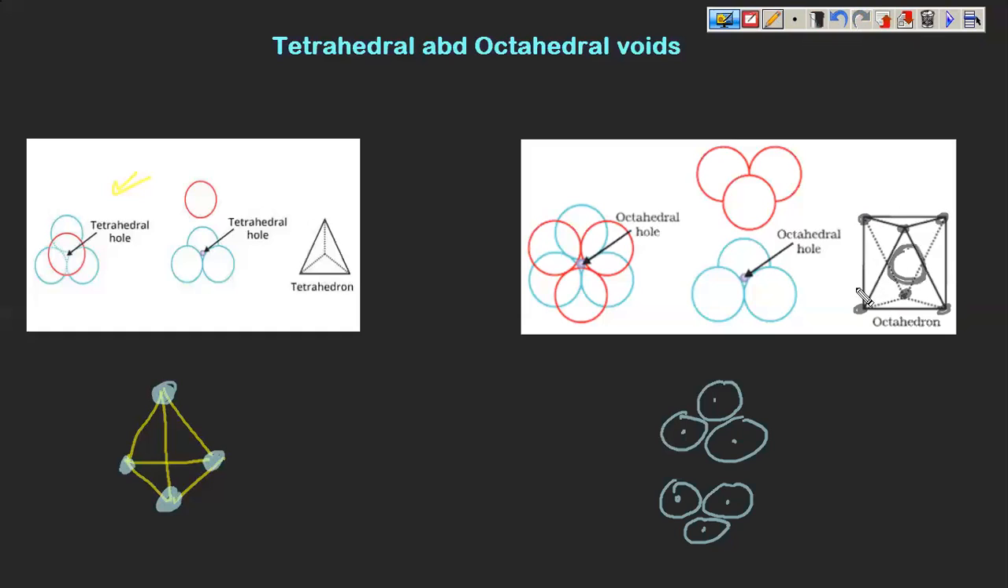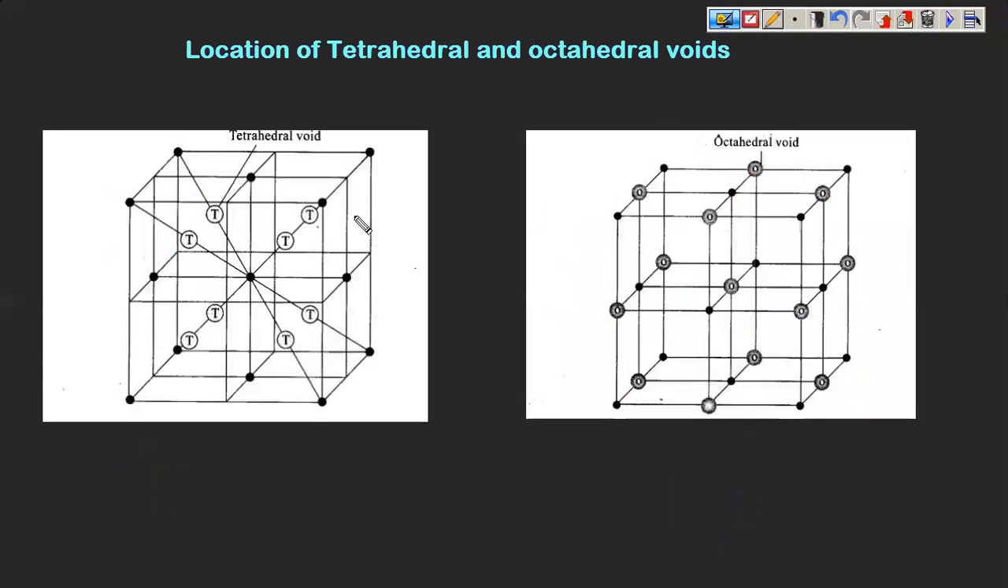Now we'll see the location where these voids are present in a unit cell. These voids are present at different parts of the unit cell. The tetrahedral voids exist on the body diagonal of a unit cell. Each body diagonal has 2 tetrahedral voids.